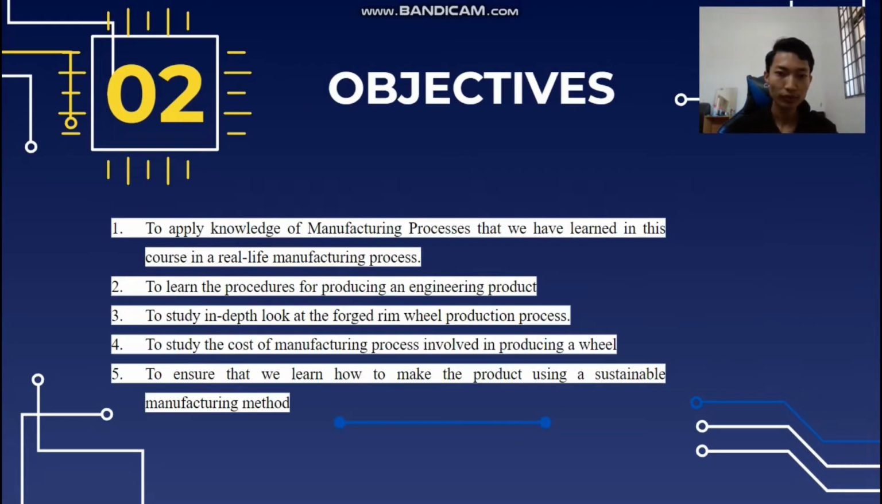dissipated. So our objectives are to apply the knowledge of manufacturing processes that we have learned in this course in a real-life manufacturing process, to learn the procedures for producing an engineering product, to study in-depth the forged rim wheel production process, to study the cost of manufacturing process involved in producing a wheel, and to ensure that we learn how to make a product using a sustainable manufacturing method.